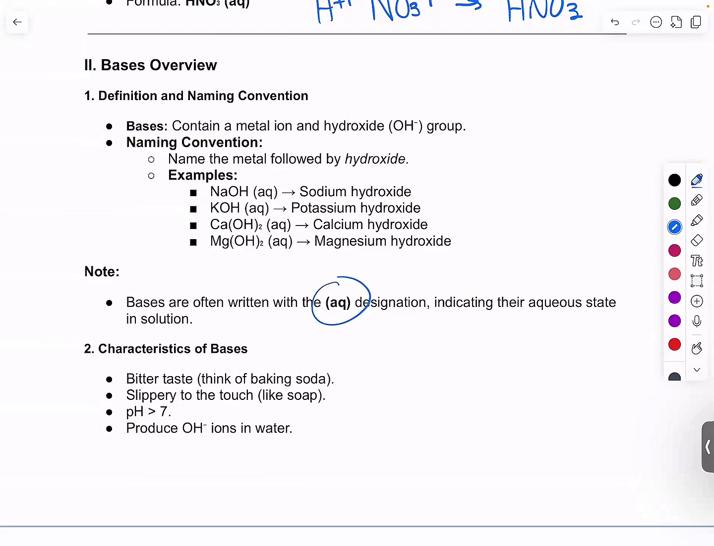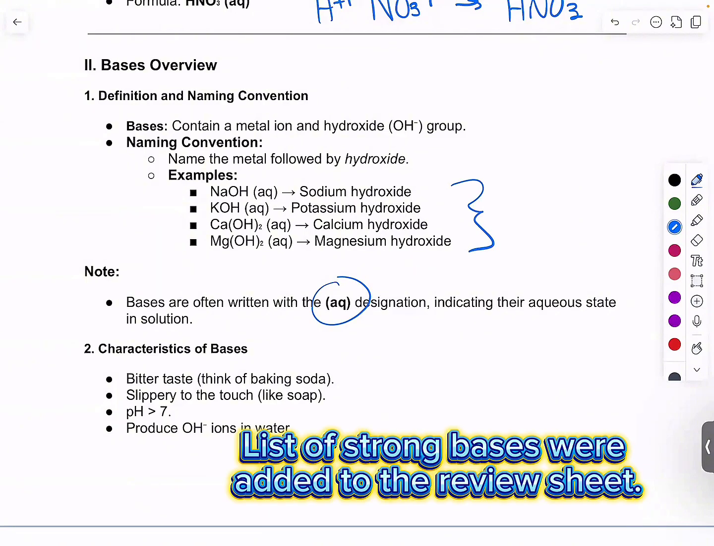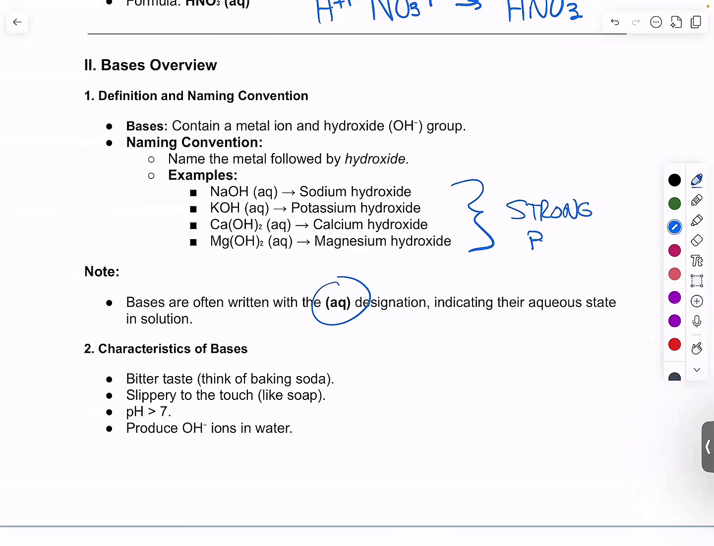Now I did forget to list the strong acids. I listed the strong acids, but I forgot to list the strong bases. So these are basically hydroxide ions attached to metals in group 1 and 2. Group 1 and group 2 metals, when they're put in with hydroxide, are very strong. So they basically dissociate into their respective ions.